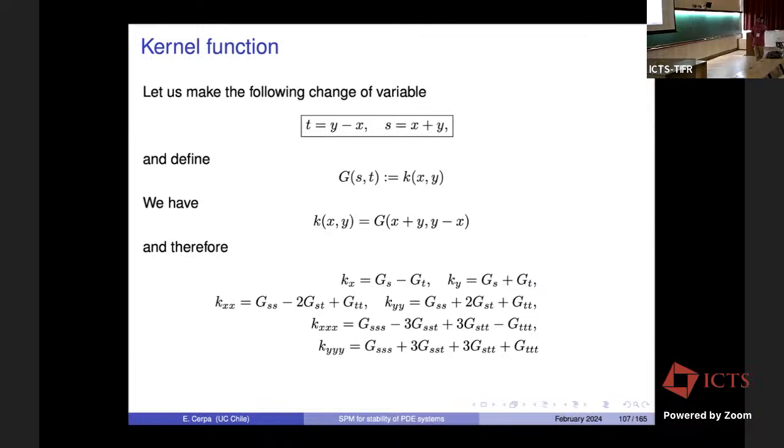In order to see in a better way how to prove that there exists some solution to this kernel equation, we just do this change of variable. We go from x, y to t, s. The new kernel we call G, and we have this relationship between K and G. And we start computing all the terms in order to write the equation not for K, but for G.